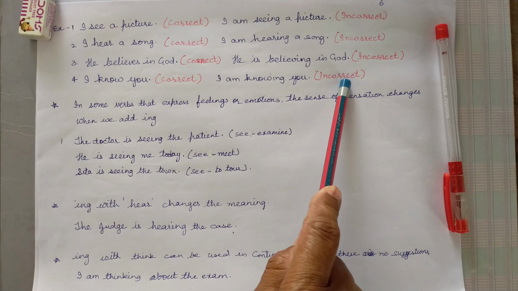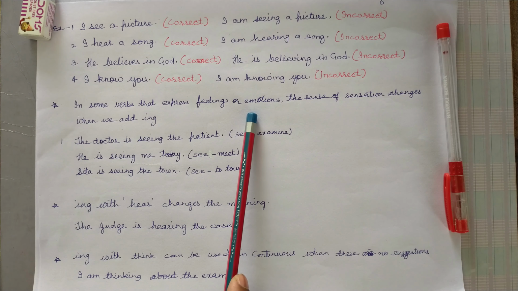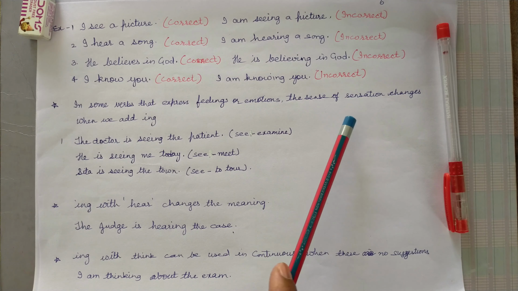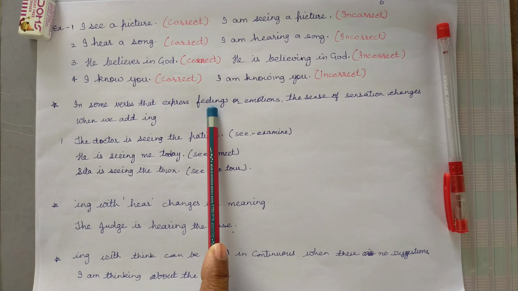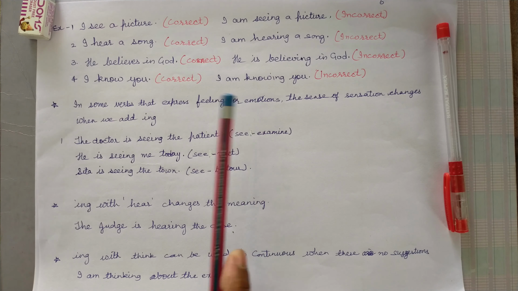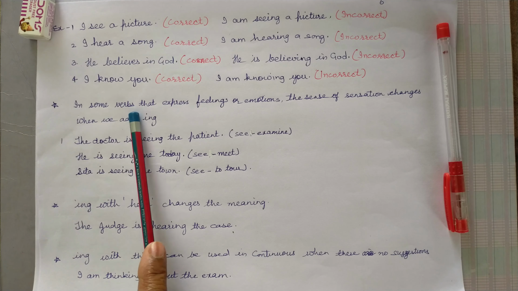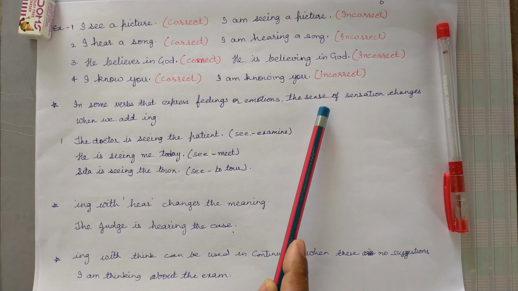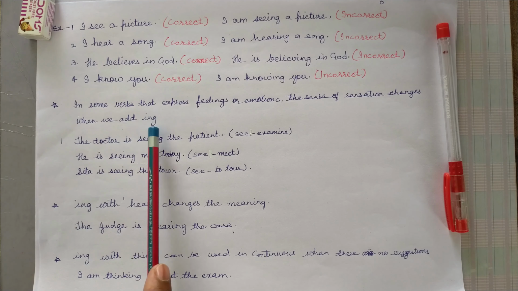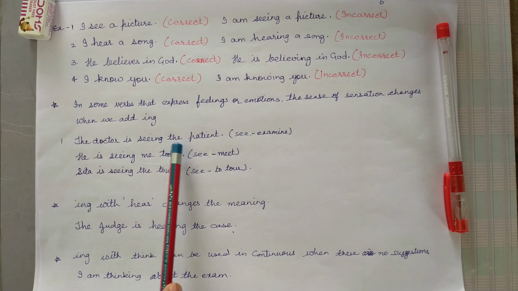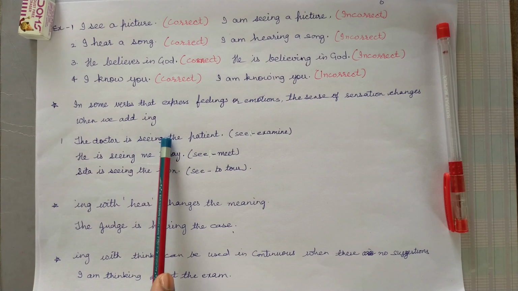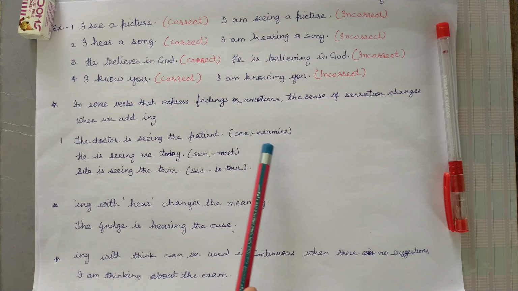In some verbs that express feelings or emotions, the sense of sensation changes when we add ing. Example: the doctor is seeing the patient. Here, seeing means to see, and see means to examine.